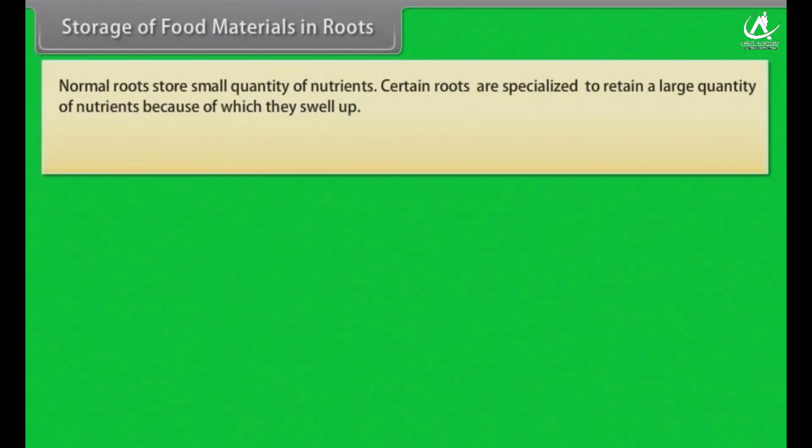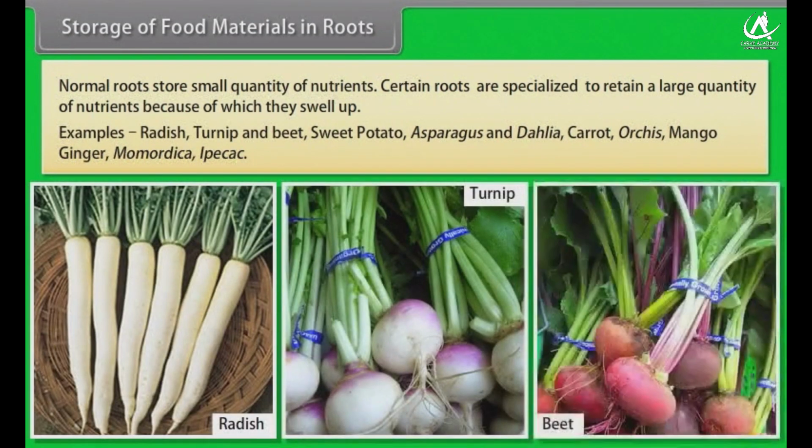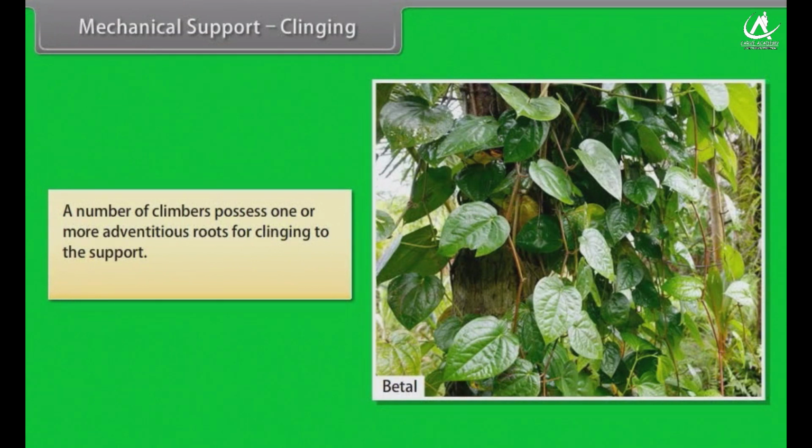Storage of food materials in roots. Normal roots store small quantities of nutrients. Certain roots are specialized to retain a large quantity of nutrients, because of which they swell up. Examples: radish, turnip and beet, sweet potato, asparagus and dahlia, carrot, orchids, mango ginger, Momordica, ipecac. Mechanical support, clinging: a number of climbers possess one or more adventitious roots for clinging to the support. Examples: betel, tecoma, ivy.